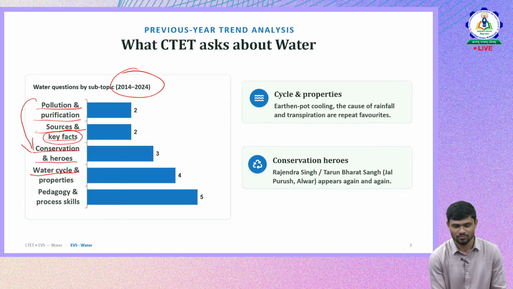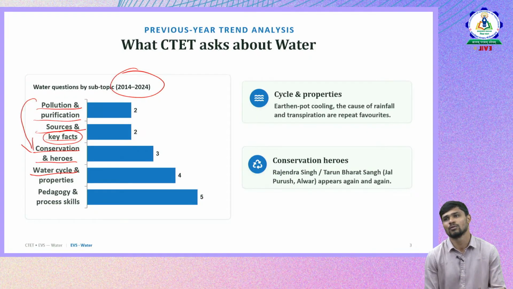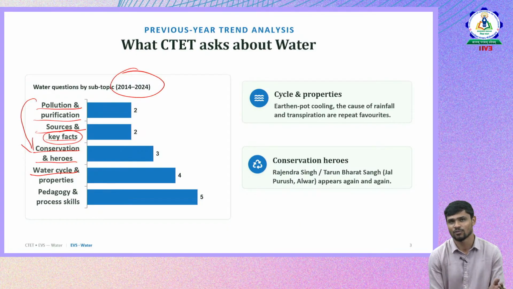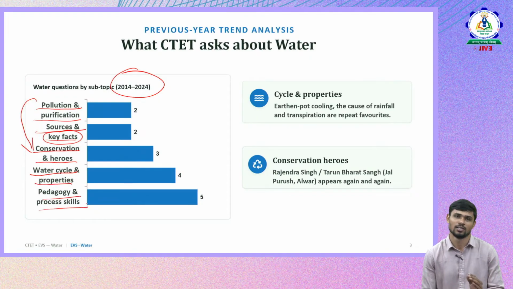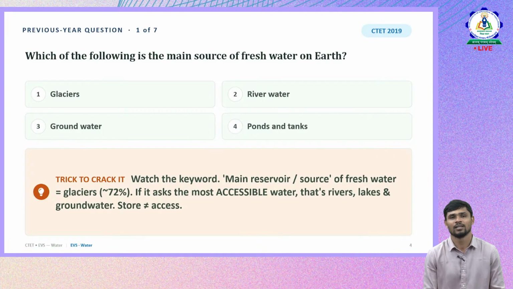Then water cycle: what is the water cycle and how water keeps moving in a cyclic form, in its different forms, and properties of water. Then pedagogy and process skills: how pedagogy should be and what kind of methods and strategies should be used for this EVS concept, the topic of water. So let us move forward, now we will start discussing the previous year questions.